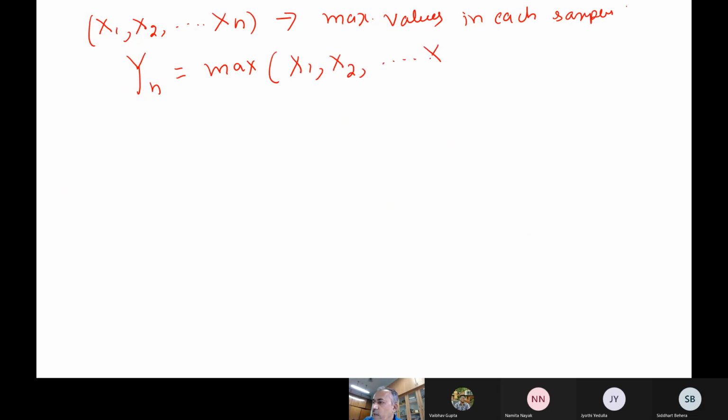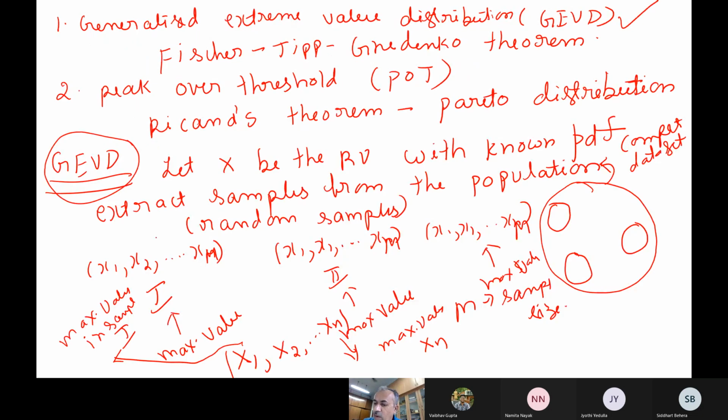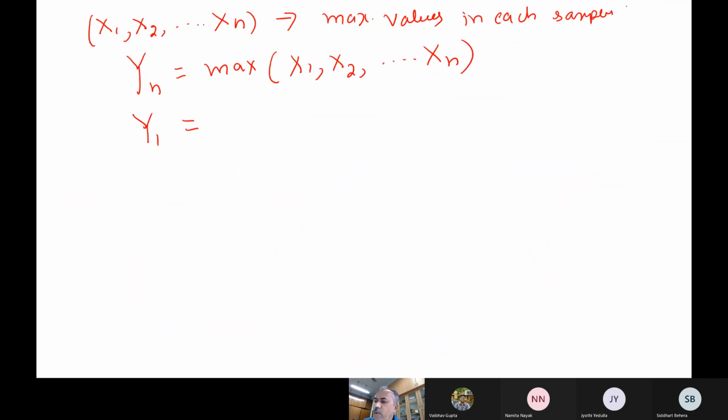Okay, xn. So this is a maximum value, and similarly I can define the minimum value also. Now what we are trying to do is, among each sample you have extracted the maximum value, and similarly you can also extract the minimum value. So now I will define the lowest of these values up to xn.